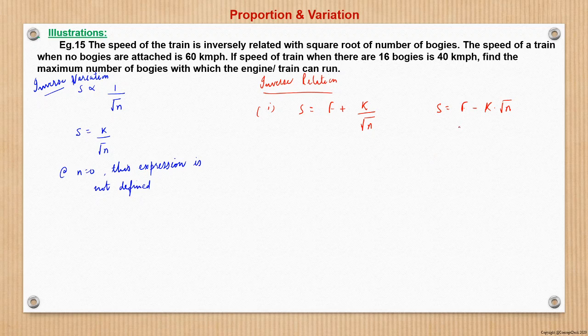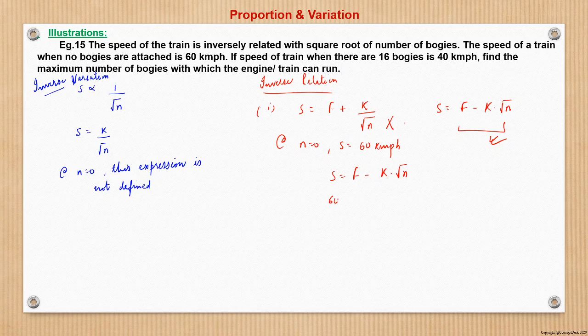So which of the two forms we will take? Now at n is equal to 0, the speed is 60 kilometer per hour. So certainly this expression is not suitable. We will go with this expression. This we cannot take, this we will take. Because at n is equal to 0, this expression is not valid, right? Denominator cannot be 0. It will be indeterminate. So we go with this. S is equal to f minus k times root n.